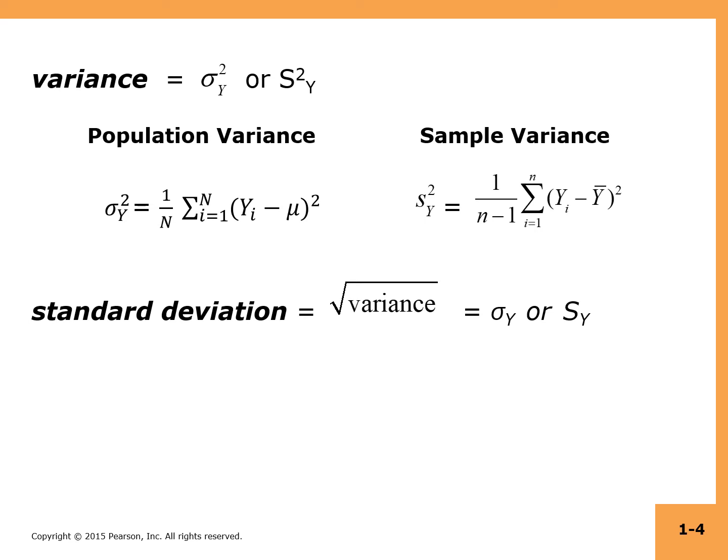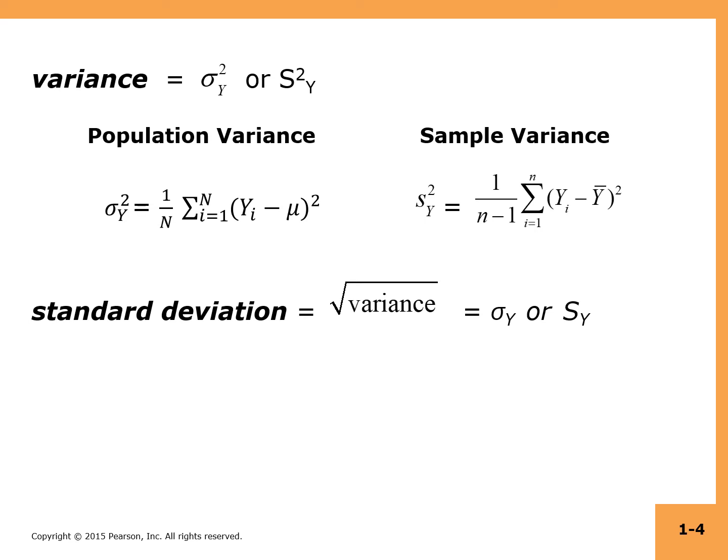In order to calculate the population variance, you subtract the population average or population mean from each observation, and then you square them, add all of them up, and divide by the total sample size. For the sample variance, you do the same thing, except now you're dividing by n-1.